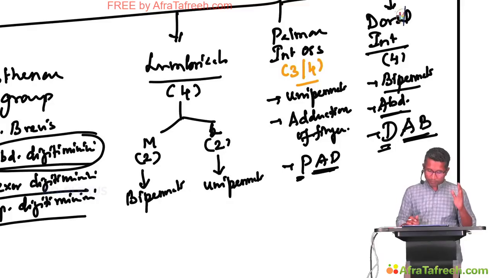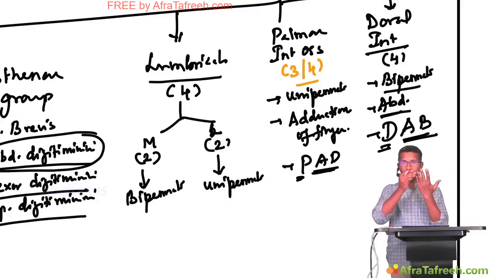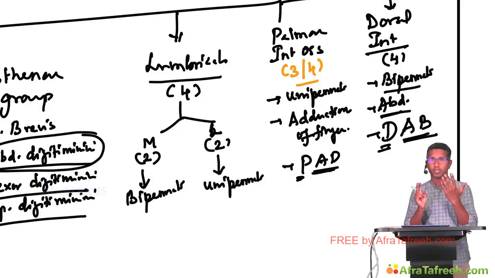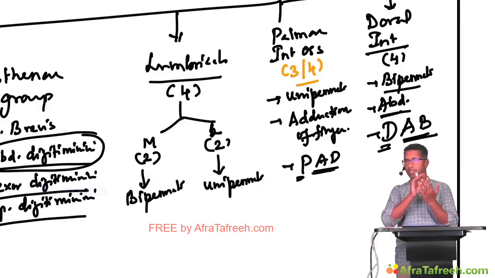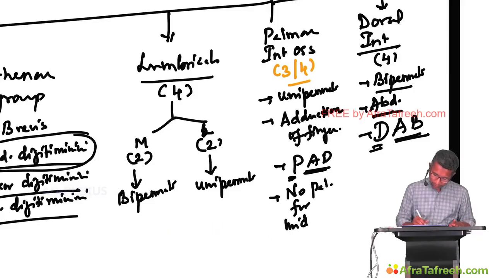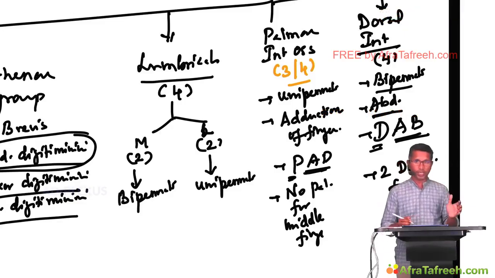Please remember this, guys. DAB, dorsal interossei for abduction. All these are bipinnate muscles. And the middle finger receives how many dorsal interossei? It receives 2 dorsal interossei, one on either side. Also remember, for the middle finger there is no palmar interossei, whereas there are 2 dorsal interossei. Now what is their action? One is adduction, another one is abduction.